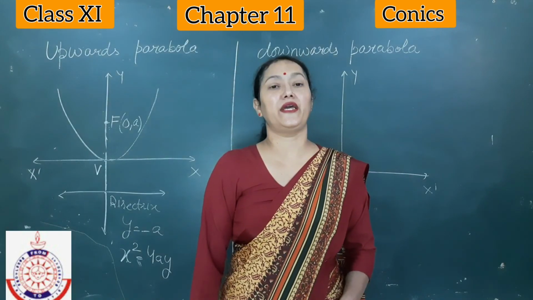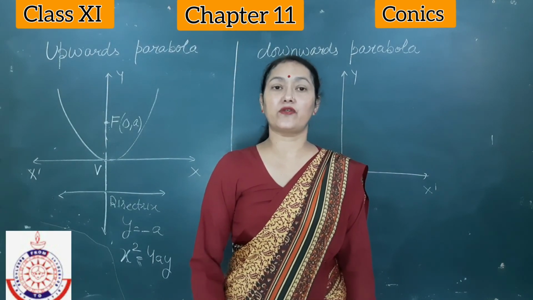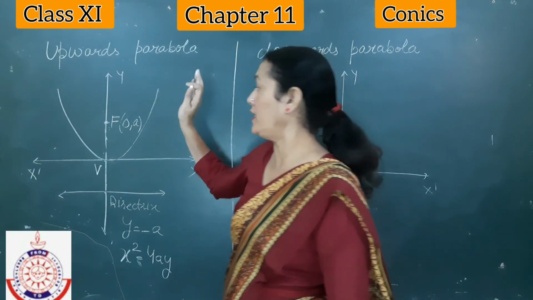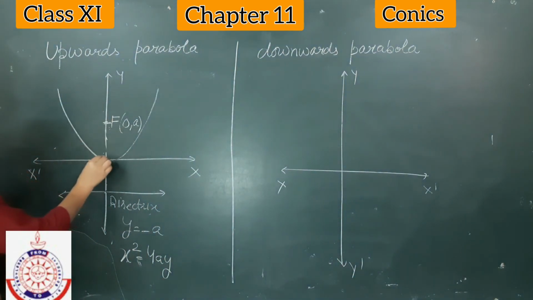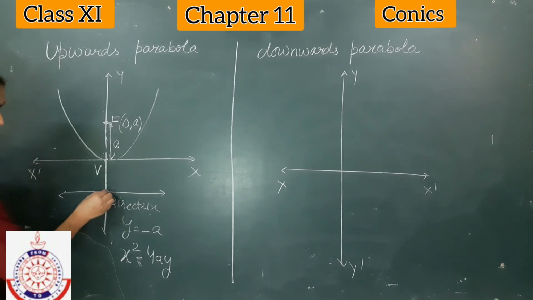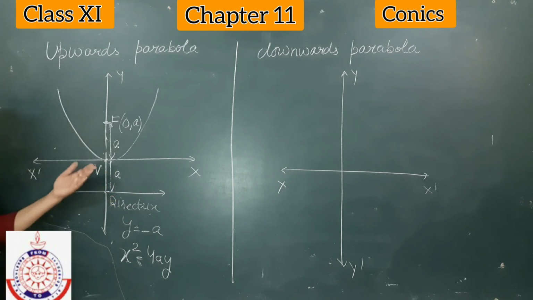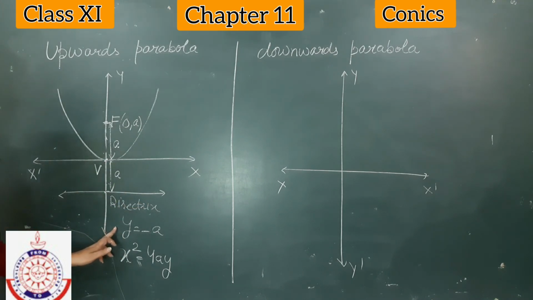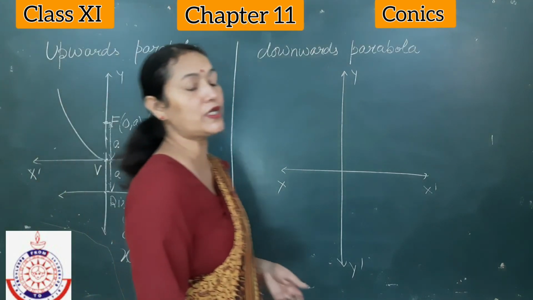And in case we take the y-axis as the axis of symmetry, the parabola will be formed in the upward direction. The distance of the focus from the origin will be a units, so its coordinates will be (0, a). Then the directrix will be formed just opposite to the parabola, at a distance of a on the negative y-axis. So its equation will be y equals minus a, and the equation of the parabola will be x square equals 4ay.